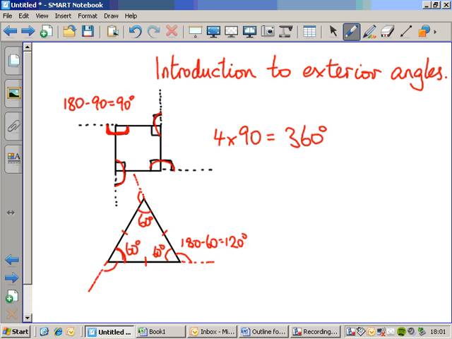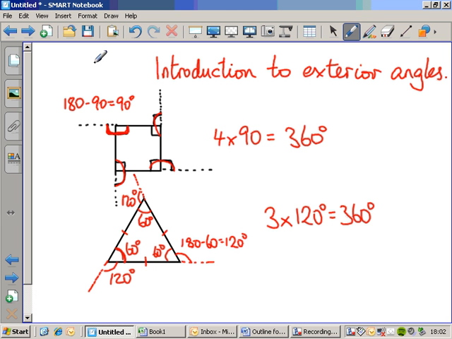So there we go, 120 degrees there, and there, and there. In other words, we've got our exterior angles, we have 3 lots of 120 degrees. And 3 lots of 120 is 360 degrees. And you'll notice the coincidence there, and it's not a coincidence. You'll notice that in both cases, the exterior angles here have added up to 360 degrees.